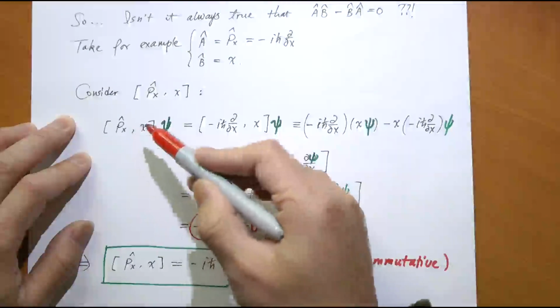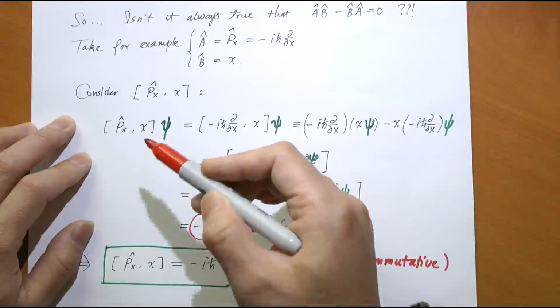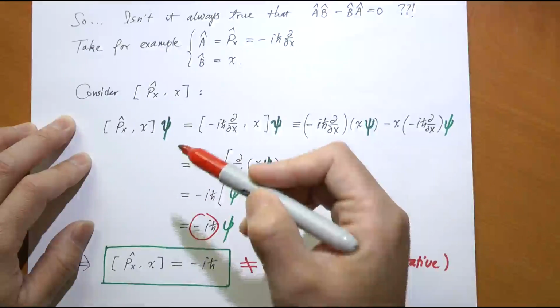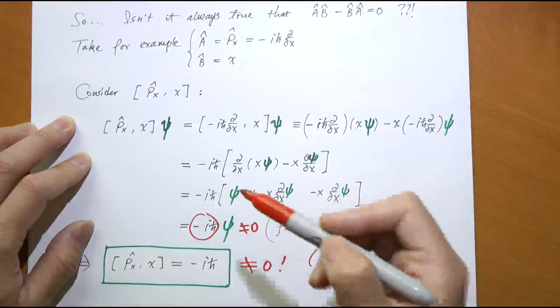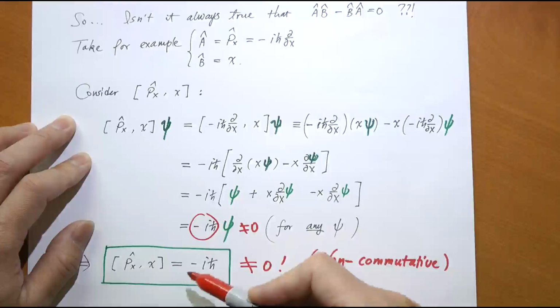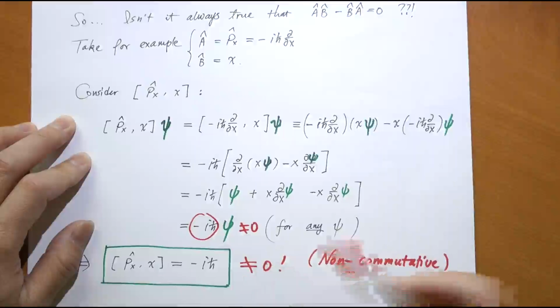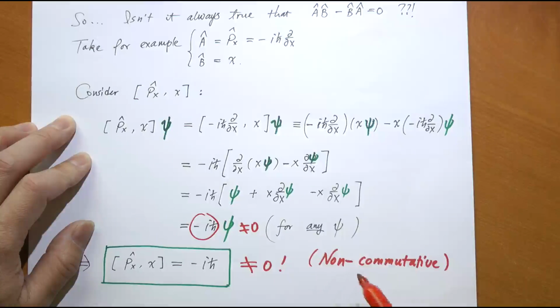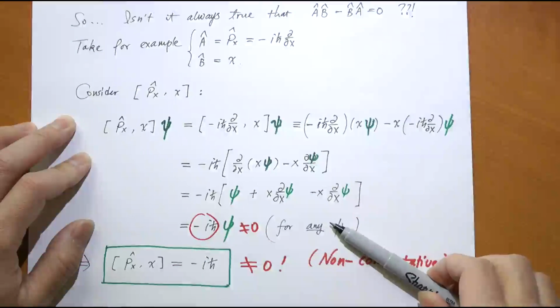Therefore, px and x cannot possibly have a simultaneous eigenstate, which means you cannot measure both px and x with 100% accuracy. So this tells us that the commutator between px and x is not 0, rather it's negative i h bar. In other words, they are non-commutative, that's what we say. If they're commutative, then you can switch the order of A and B when you do the product. So there's nothing new here in terms of mathematics.